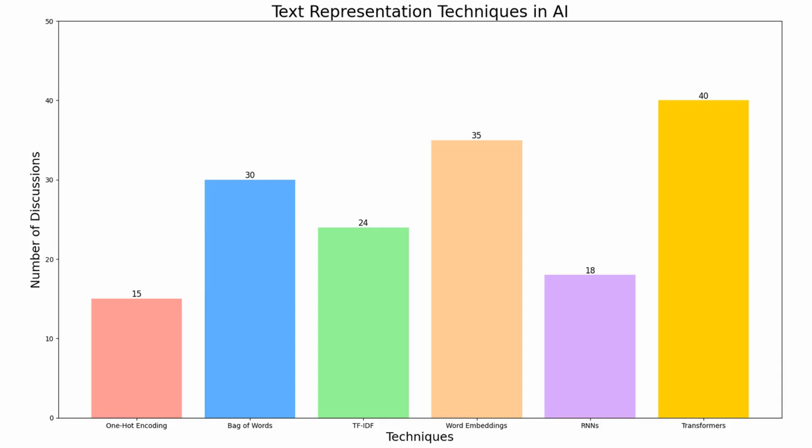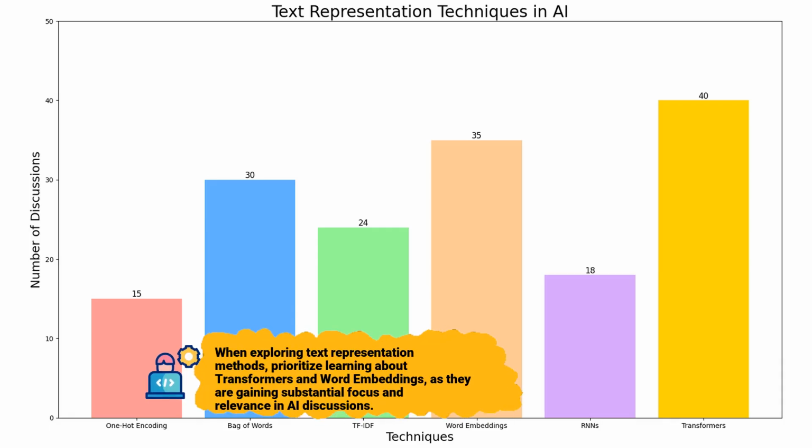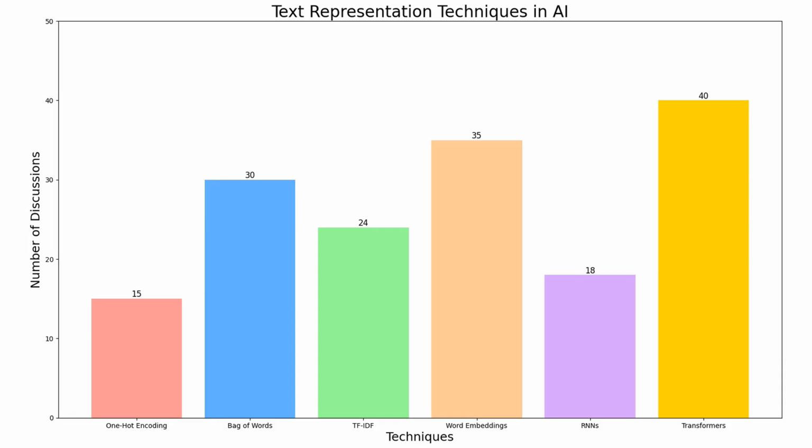It's quite interesting to see the key patterns emerge immediately. Transformers take the lead at 40, followed closely by word embeddings at 35 and bag of words at 30. Meanwhile, TF-IDF and RNNs sit a bit lower at 24 and 18, and one-hot encoding trails behind at 15. The height of these bars and the gaps between them, like the 5-unit gap between transformers and word embeddings and a 6-unit gap between bag of words and TF-IDF, show that there's a significant focus on transformer and embedding-based approaches compared to those classical count-based or simpler encoding methods.